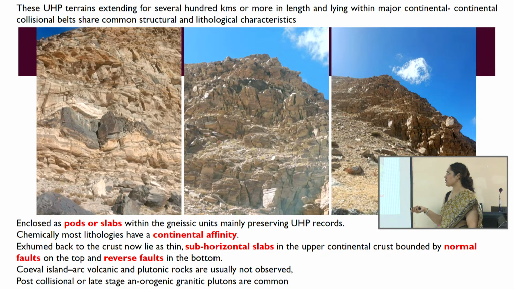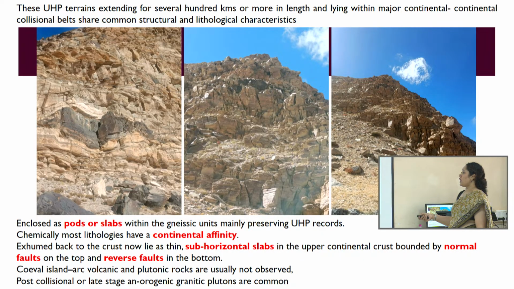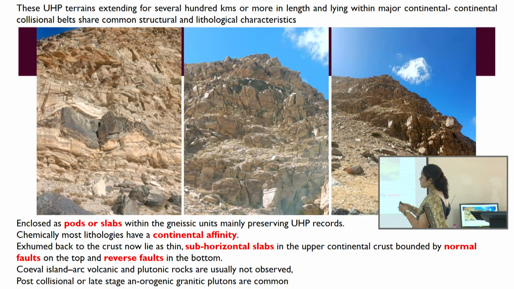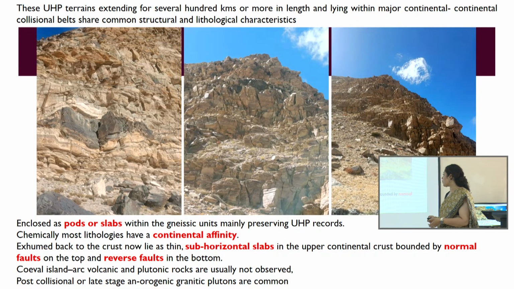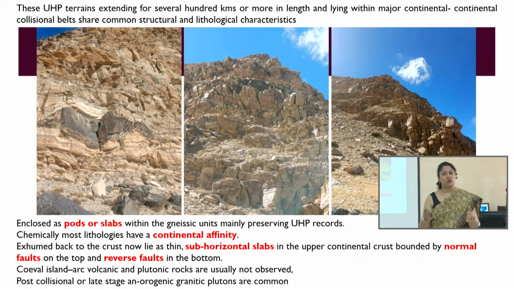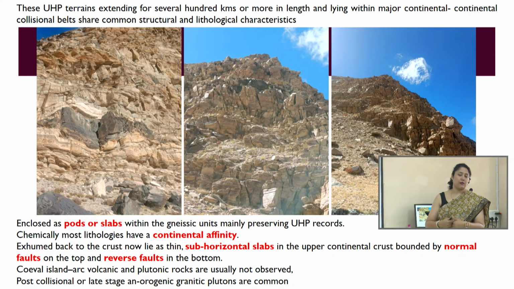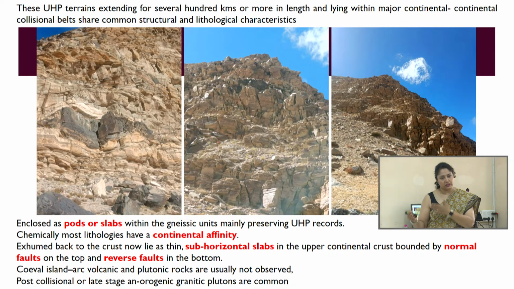So we look at Somorari as an example and understand that. The exhumed crust now lies as a thin sub-horizontal slab in the upper continental crust, and it is bounded by normal faults. Okay, so if you look at the structural aspects of many of these terranes, you have similarities. They are bounded by normal faults at the top and reverse faults at the bottom, and probably that aids in the exhumation process. I haven't really worked on structural aspects of these, especially of Somorari, but it's there in literature.